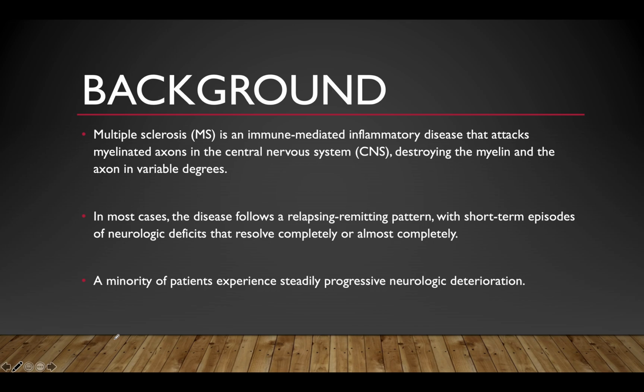Multiple sclerosis is an immune-mediated inflammatory disease that attacks myelinated axons in the central nervous system. So it destroys the myelin and the axon in variable degrees. In most cases, the disease follows a relapsing remitting pattern. There are other patterns, but this is the most common, with short-term episodes of neurological deficits that resolve completely or almost completely. We will discuss this in detail later.